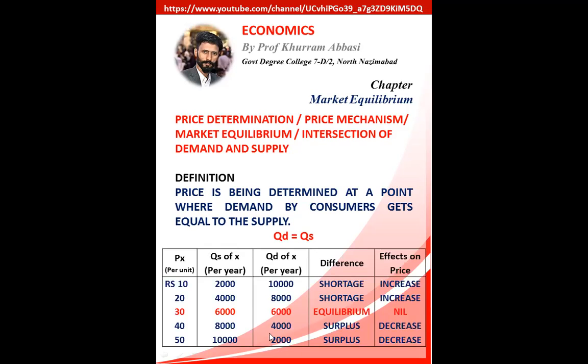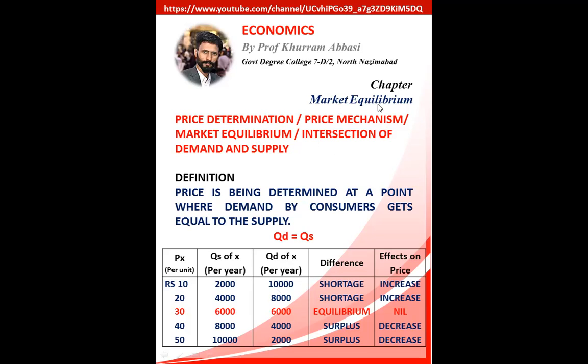The schedule is here. Price increases 10, 20, 30, 40, 50, and as per the law of supply, when price increases, quantity supplied also increases: 2000, 4000, 6000, 8000, 10,000. As per the law of demand, when price increases, the consumer decreases demand: 10,000 units, 8,000 units, 6,000 units, 4,000 units, and 2,000 units.